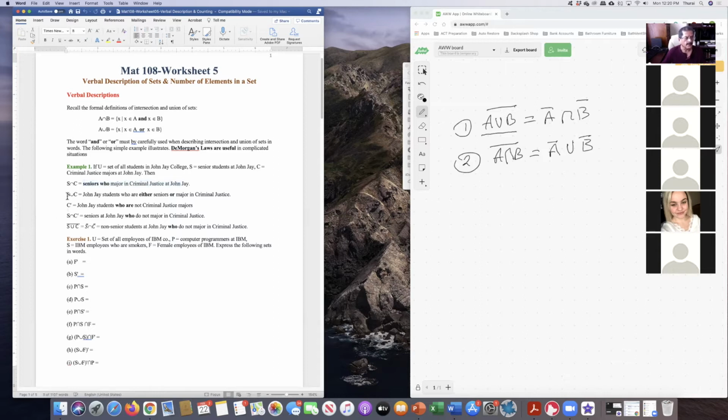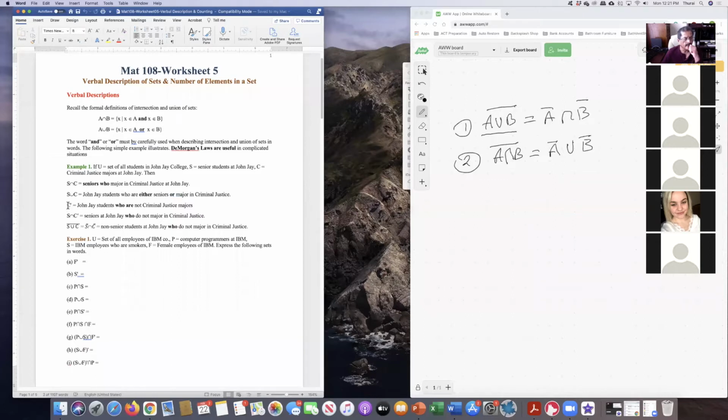Now, when it is S union C, you have to be careful. This is now union, so the student can be either a senior or a criminal justice major. So I would say this way: John Jay students who are either seniors or major in criminal justice. See, the word is "or". If you put the word "and" there, that's completely wrong.